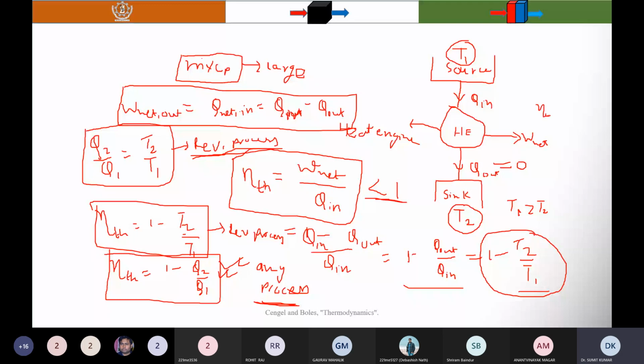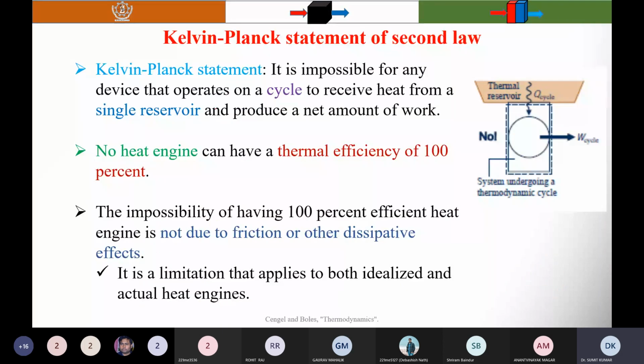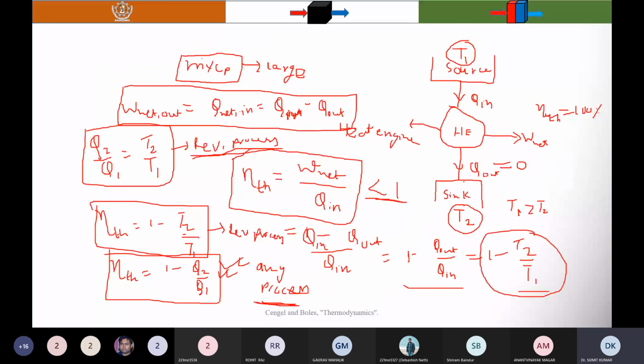So this comes from the Kelvin-Planck statement, which says that it is impossible for any device that operates on a cycle, as I already discussed, to receive heat from a single reservoir. If there is no heat transfer to the sink, it means the heat engine is working with only one source, one reservoir. Whatever amount of heat is taken from the source is completely converted into work.